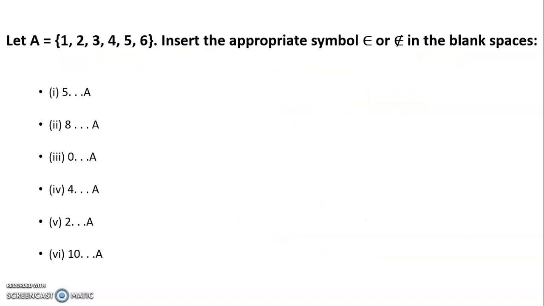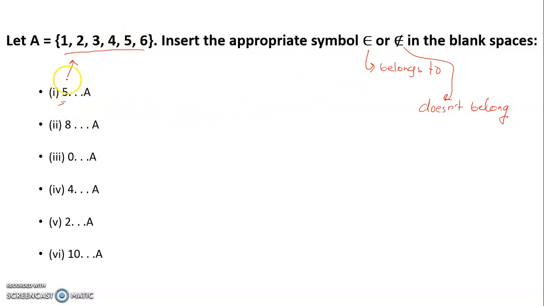Let's move to the next question: if A is {1, 2, 3, 4, 5, 6}, insert the appropriate symbol. This symbol means belongs to, and this symbol means doesn't belong to. That means if the particular element written here is a member of this collection, then we'll put belongs to, that means within this. Otherwise, not belongs.